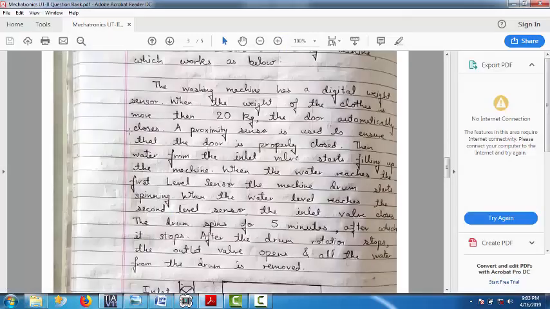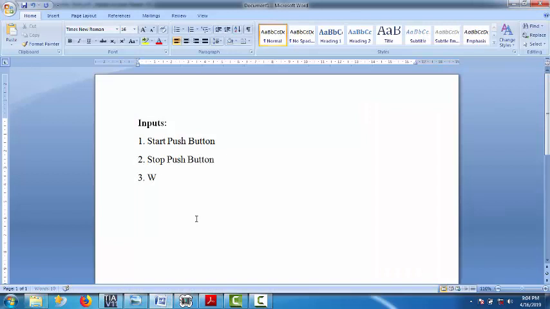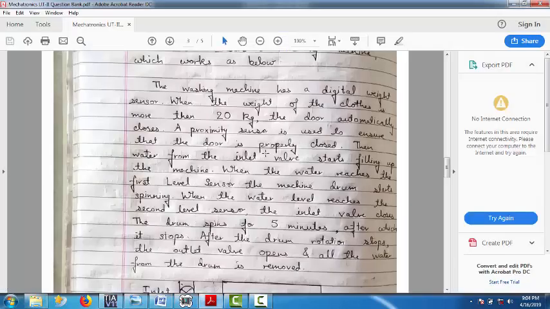Look at another input. I always say this, remember this: sensors are inputs, actuators are outputs. So we'll make a list of all the sensors that are used over here, and all of those sensors will be our inputs. First of all, the washing machine has a digital weight sensor. So there is a weight sensor, that is your input, weight sensor.